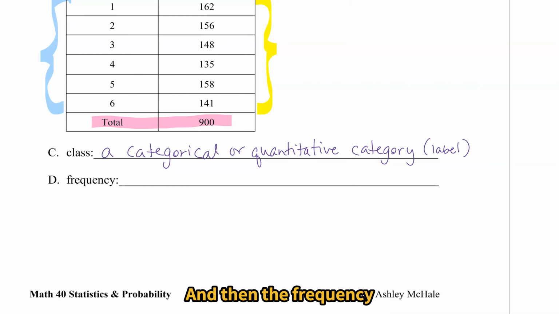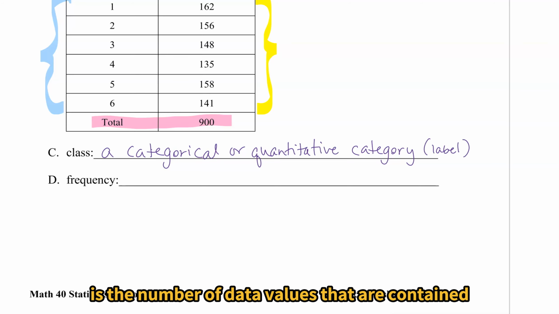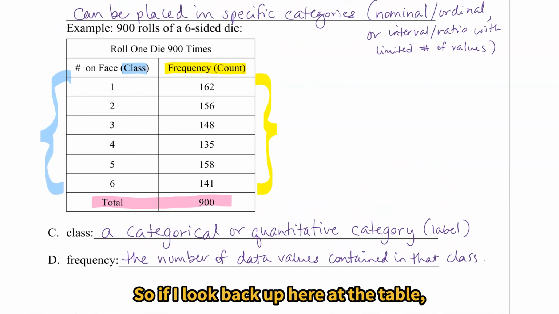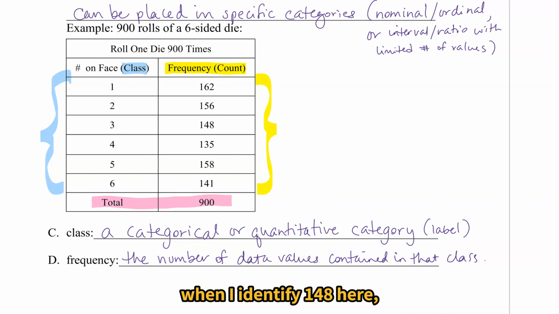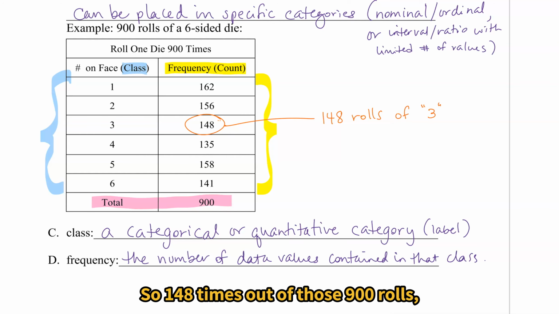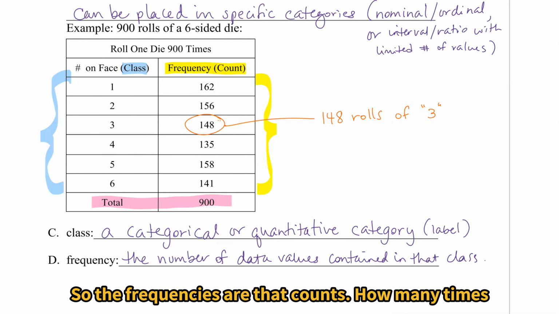And then the frequency is the number of data values that are contained in that class. So if I look back up here at the table, when I identify 148 here, this means there were 148 rolls of the number 3. So 148 times out of those 900 rolls, we rolled a 3. So the frequencies are the counts.